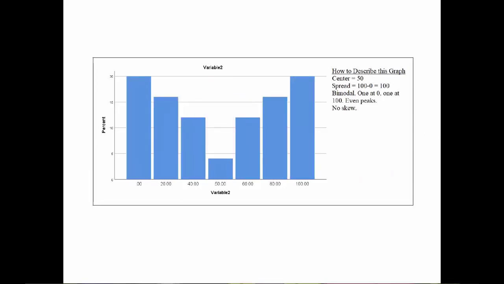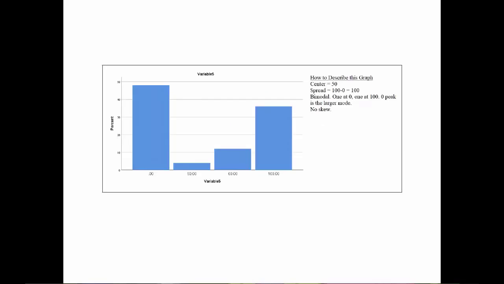In this graph, the center is 50, the spread is 100, the largest value, minus 0, the smallest value, which equals 100. The graph is bimodal, with one mode at 0 and one mode at 100. The peaks are even, and there is no skew as the left and right sides of the graph extend about the same amount from the center of the graph.